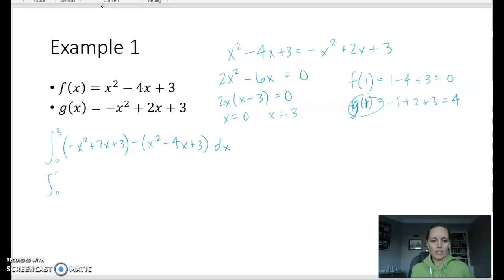Now I want to simplify this integral before I do anything else. I'm going to end up with negative 2x squared plus 6x dx. That's from combining those two there. And then I antiderive. So I have negative 2x to the third over 3 plus 3x squared, and this is being calculated from 0 to 3. So I plug in 3, and that's going to give me negative 18. And then I plug in 3 to 3x squared, and I get plus 27. When I plug in 0 to both of these, I just get 0. And so negative 18 plus 27 is equal to 9. So the area between those two curves is equal to 9 units.